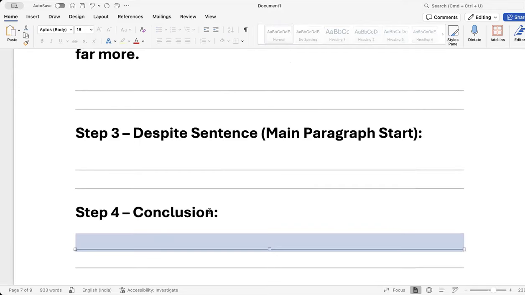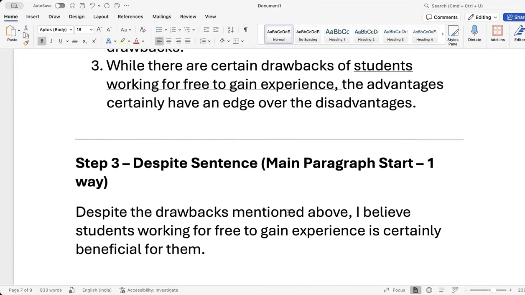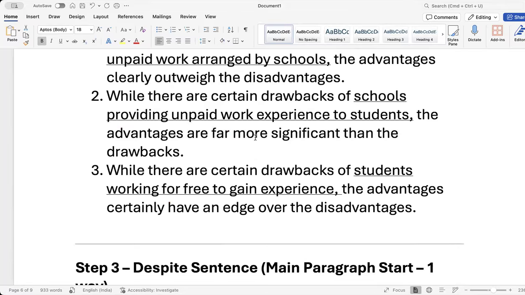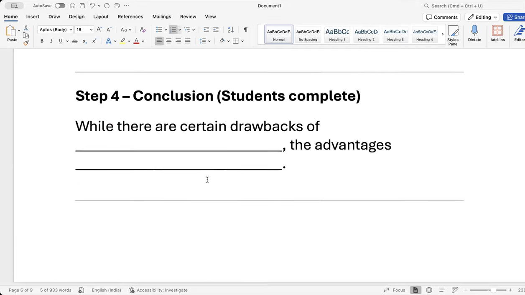Okay, let's do the same thing with the conclusion, but I want this part to be different. Can anyone do this part? Pick another phrase, like the advantages are far more significant, or the advantages clearly outweigh, or the advantages certainly have an edge over the disadvantages. So pick any of these. Don't repeat the far more one. Pick the first one or the second one, and you can use the word although instead of while.